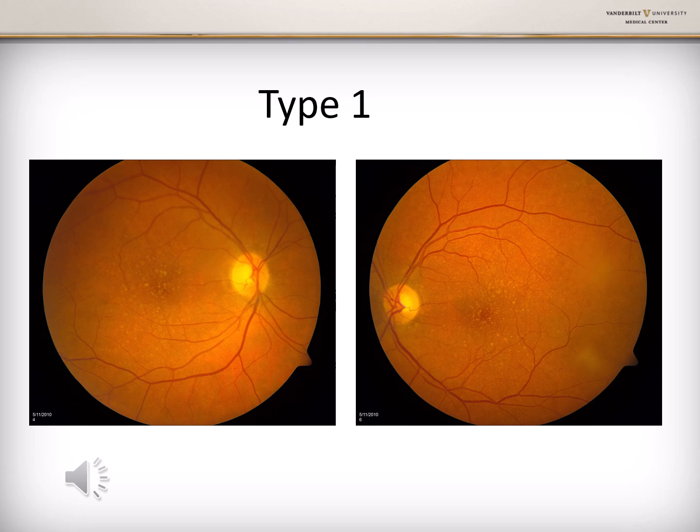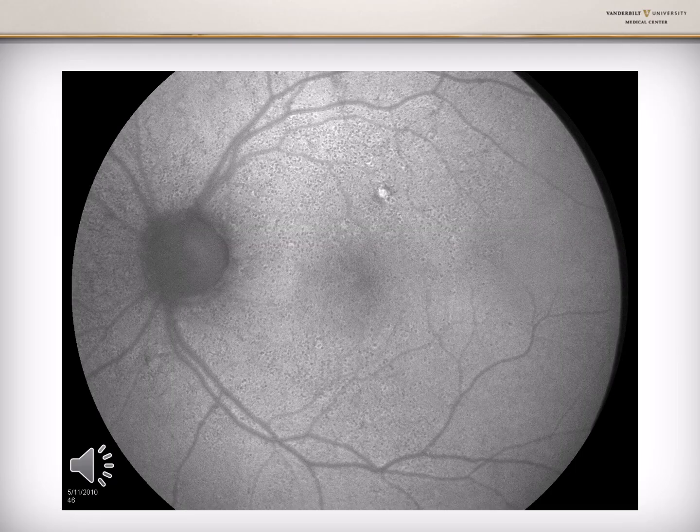Here is an example of type 1 cuticular drusen. You can see they're small to medium-sized drusen. They are in clusters, and they're all in the central macula. The cuticular drusen can also be seen on the fundus autofluorescence, and this is one of the fairly typical patterns. You can see the hypoautofluorescence surrounded by an area of hyperautofluorescence.